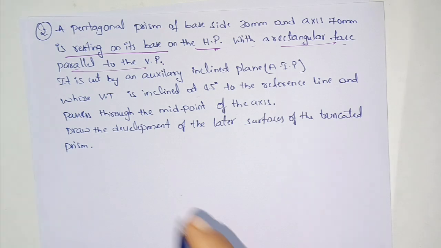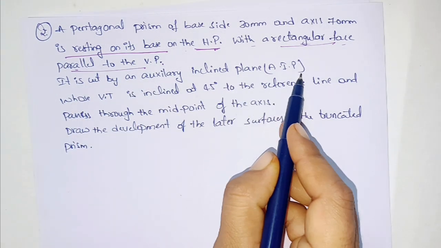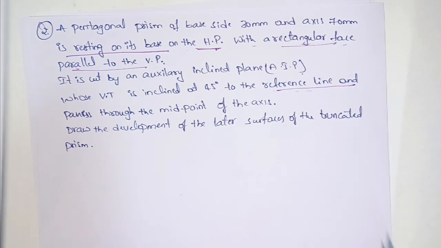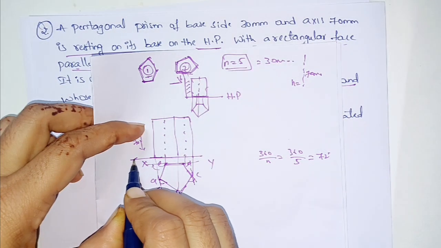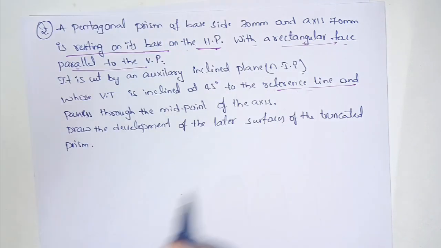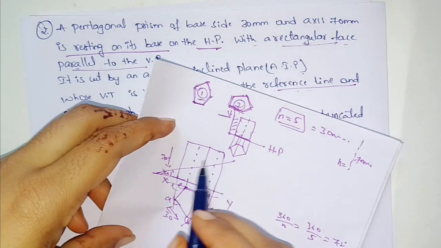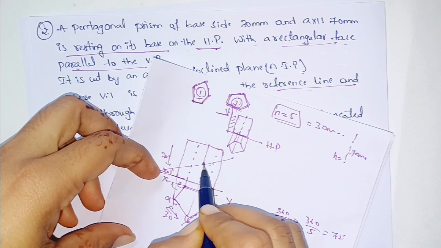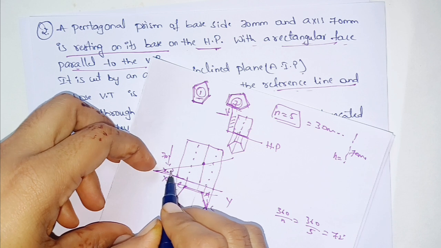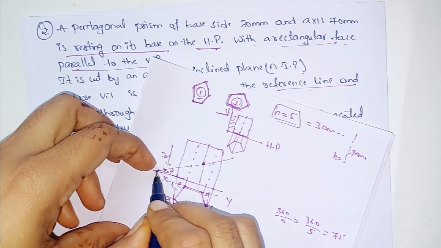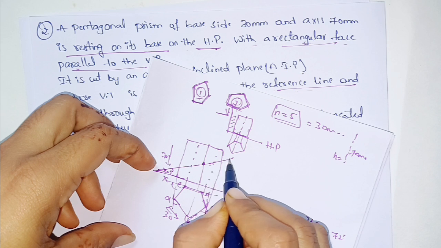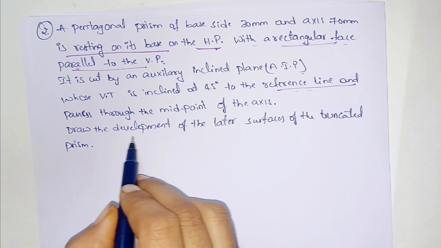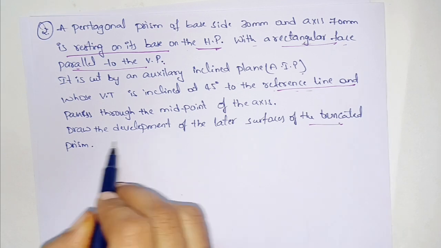Next, it is cut by an auxiliary inclined plane, AIP, whose VT is inclined at 45 degrees to the reference line. We have to draw the line at 45 degrees to the reference line, passing through the midpoint of the axis. This cutting plane cuts your axis line at its midpoint. So take a 45 degree angle passing through the midpoint of the axis. Then draw the development of the lateral surface of the truncated prism.